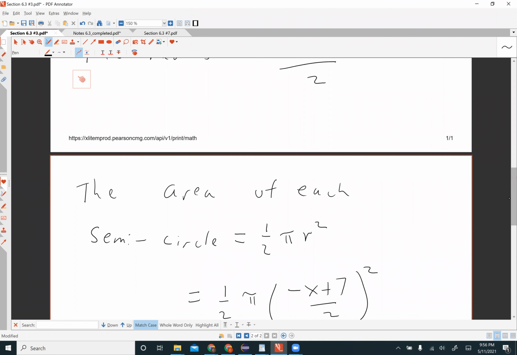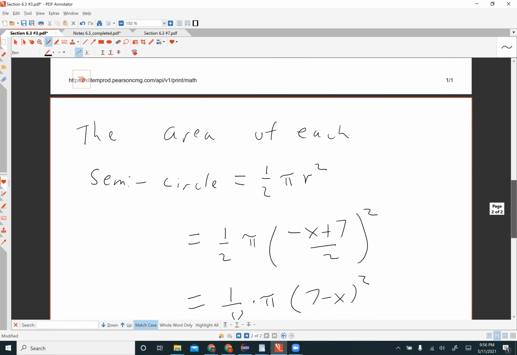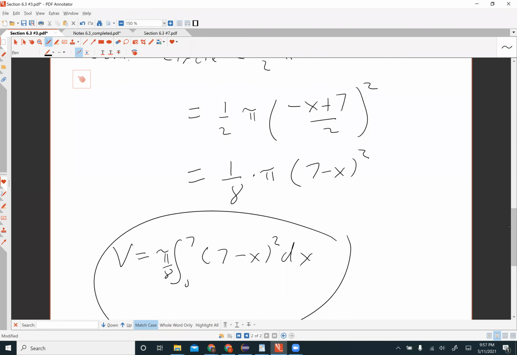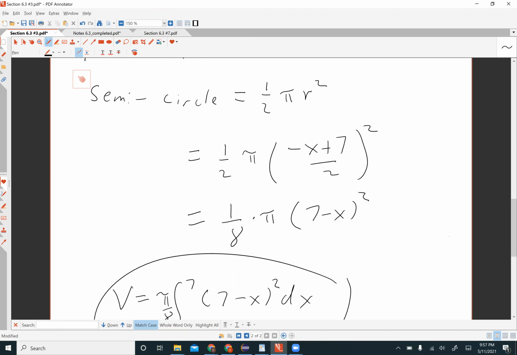We know the area of a semicircle is 1/2 pi r squared. So it's 1/2 pi, and our r is (7 minus x) over 2. Then we square that radius. So the area of the semicircle is 1/8 pi times (7 minus x) squared. And now we just integrate that from 0 to 7, and that's going to give us the volume that we want.